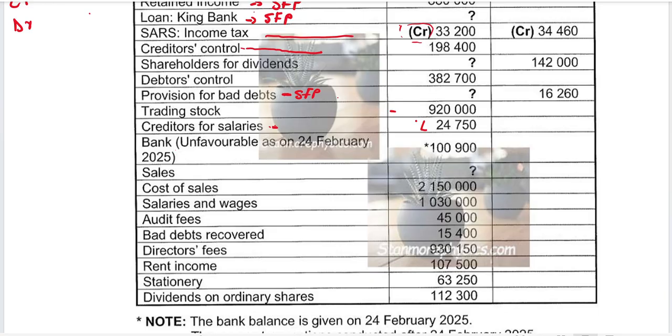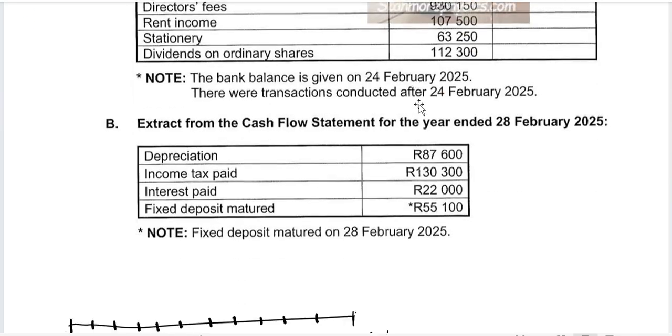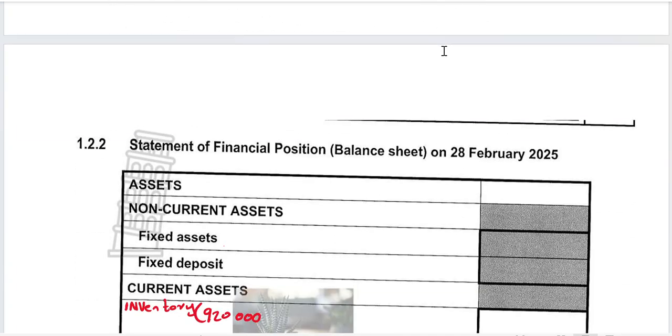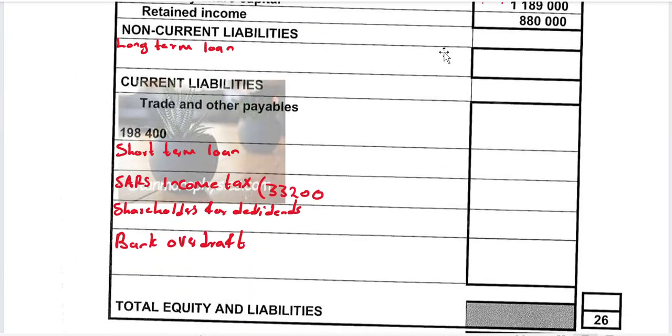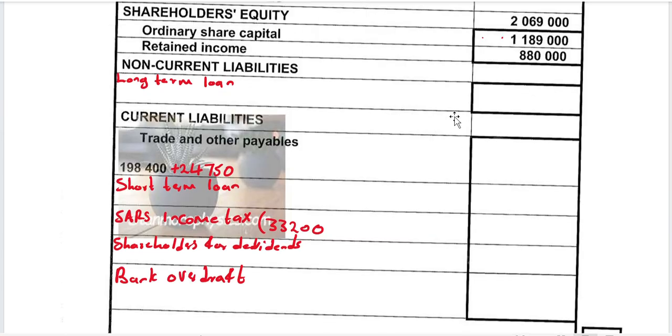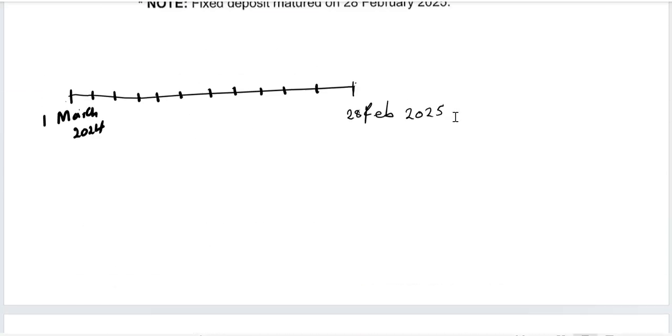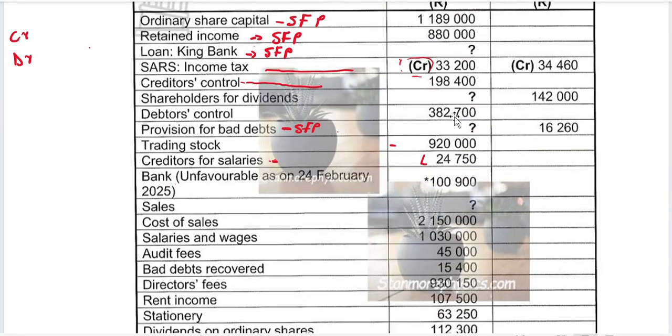And then creditors for salary, it means that we still have to pay this amount of 24,750. Let's go and record it. We still have to pay it. Let's record 24,750 under trade and other payable. Here's trade and other payable. We're gonna say plus 24,750. Do you get me? So here we come. We have recorded it.